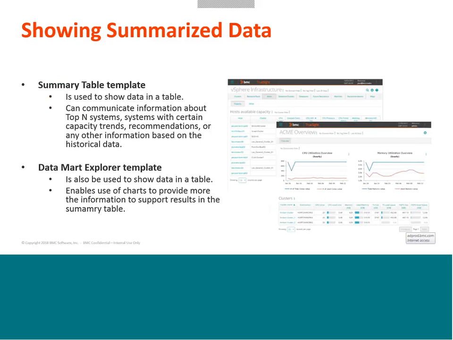So when showing summarized data, we have two types of templates that are typically used. One is a summary table template, and the other is a Data Mart Explorer template. The main difference between the two, because both of them are able to show you the summarized data coming from data marts in a table, is the fact that the Data Mart Explorer template provides a little bit more flexibility in presenting graphs.